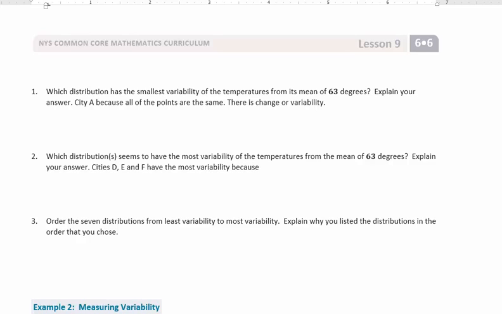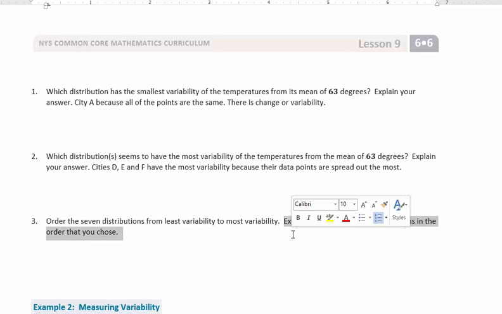And why? Because their data points are spread out, and I'm going to spell check for spread, are spread out the most. Okay, so now this last one, order the 7 distributions from least variability to most variability, and then explain why you list the distributions in that order.